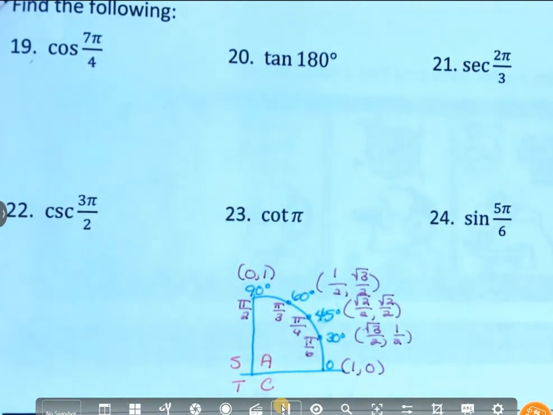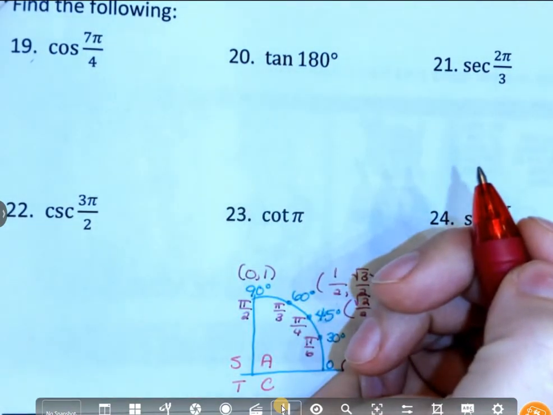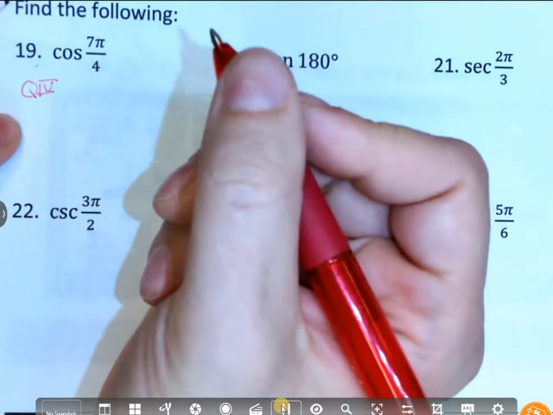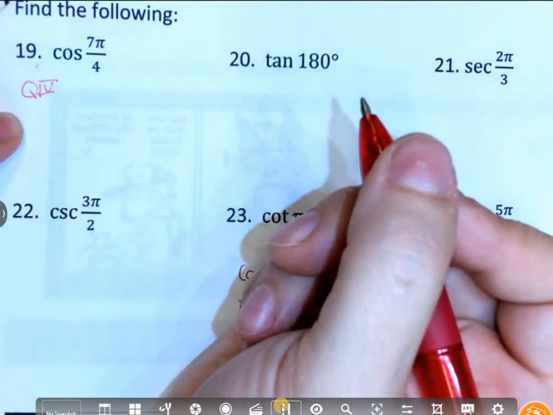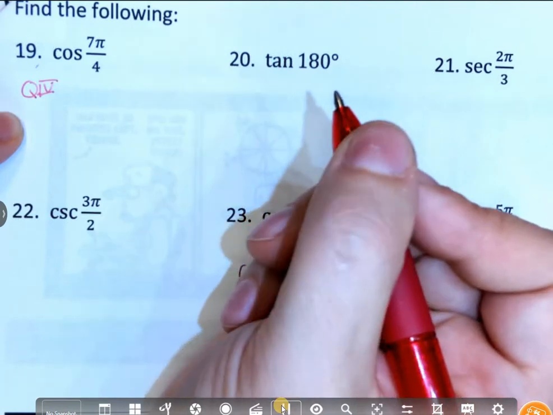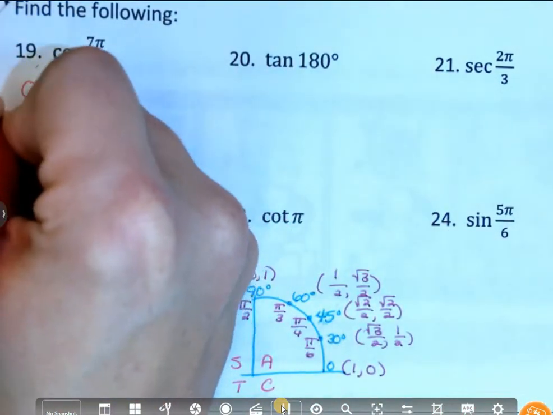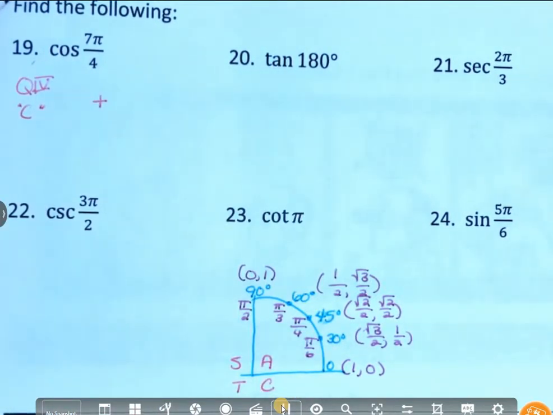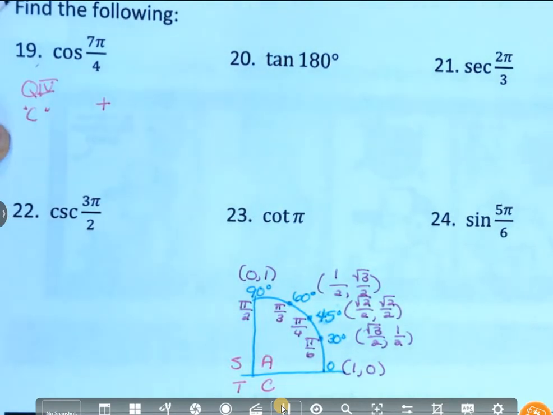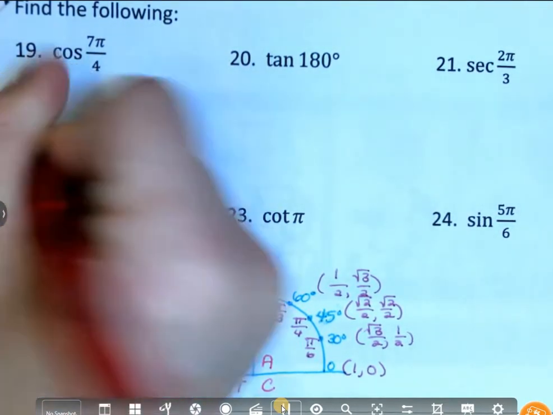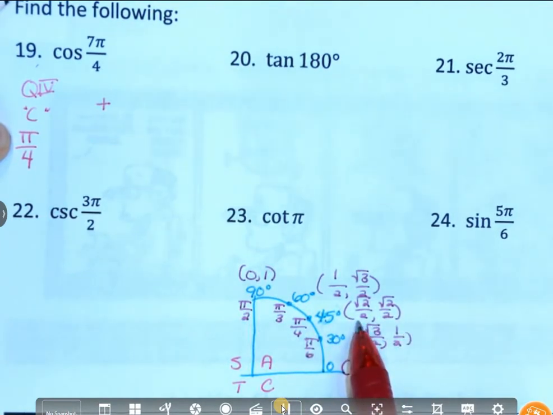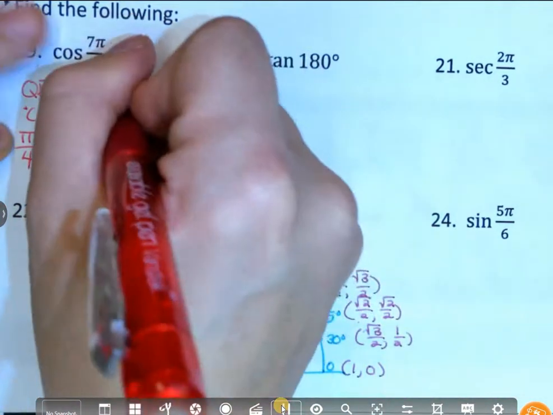And I say 7 pi over 4. Which quadrant? Fourth. So that's in quadrant 4. So all students take calculus. What is that? All students take calculus, so that's the C. So that means that my answer is going to be positive. What is my reference angle? Pi over 4. And at pi over 4, that's my coordinate, root 2 over 2. What is the cosine? Root 2 over 2. Done.